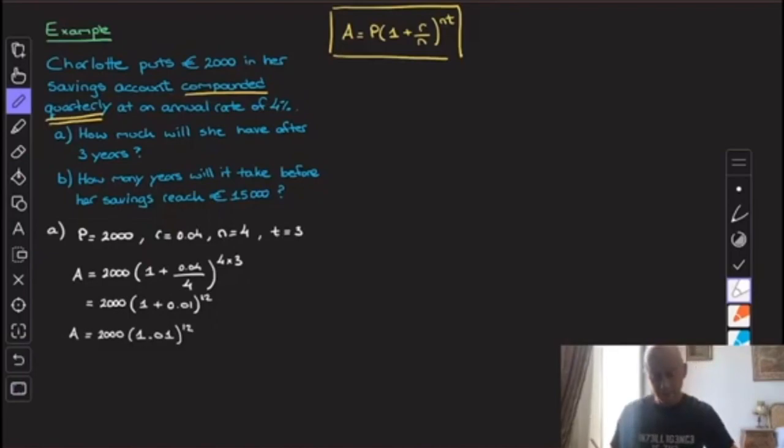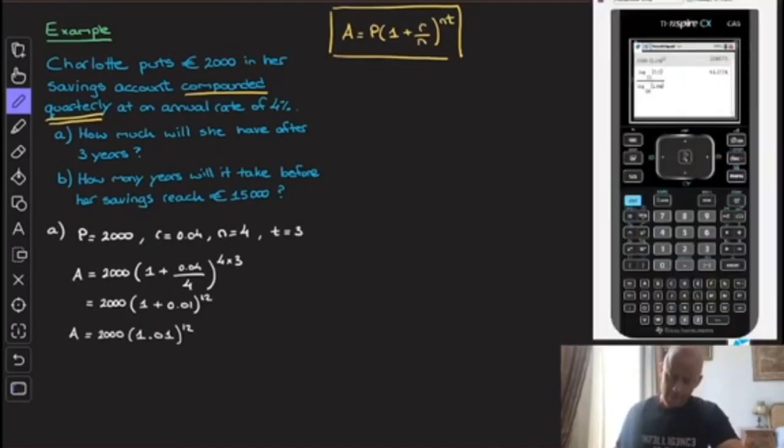And that's how much money will be set aside, or saved, after 3 years. Again, you're not expected to calculate 1.01 raised to the power of 12 by hand. So we use our calculator. Let me make my calculator appear again.